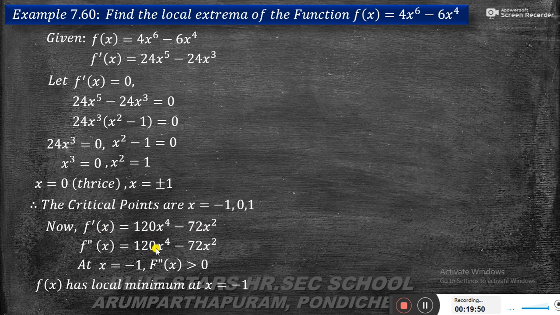Now I substitute the first point, x equal to minus 1, into 120x^4 minus 72x^2. So f double dash of minus 1 is 48. The answer has a plus sign, so it is greater than 0. Therefore, f of x has a local minimum at x equal to minus 1.